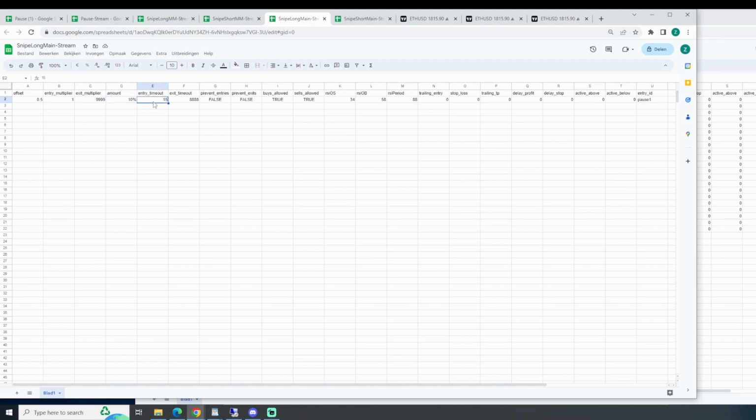Entry timeout means after how many minutes do we have to check if we're still first in line. First in line means that we're the first one trying to buy or sell because our offset is 0.5. After how many minutes would you like to check if the price has moved and if you're still first in line?